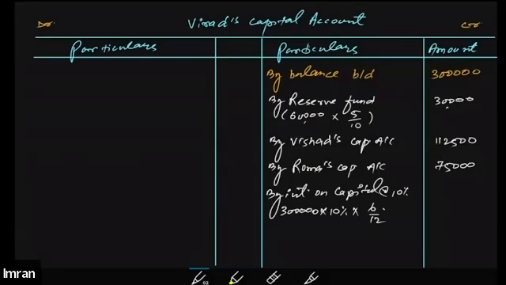Is that clear, everybody? Yes or no? Tell me if it is clear. Yes, sir, clear. So 15,000 only. 3 lakh into 10%, 30,000. 30,000 divided by 12 into 6, it will be 15,000.